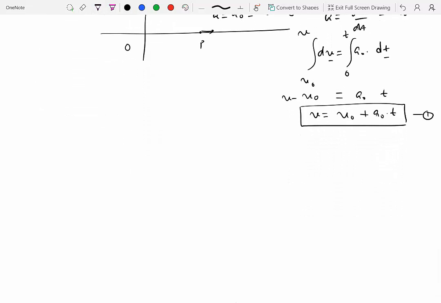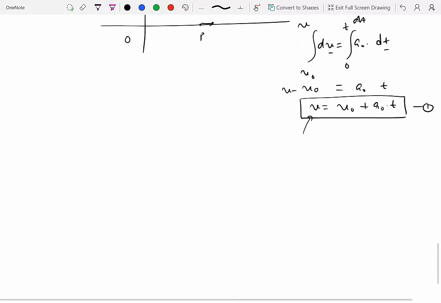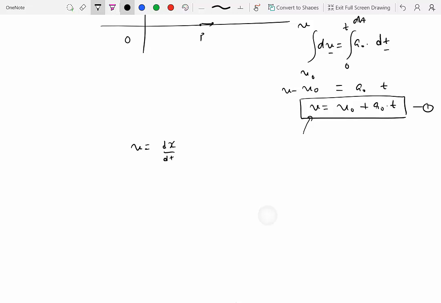So if you know the acceleration, the time, and the initial velocity, you can compute what the final velocity would be. Now let's try to find what the position would be, because we know the velocity. Velocity is defined as dx over dt, where x tells you the position of this particle from the origin. And we just obtained the velocity expression, which is equation 1. So let's substitute that here: v0 plus a0 times t. Now I will bring dt on the other side, because on the right hand side I have all the terms that involve the time variable.